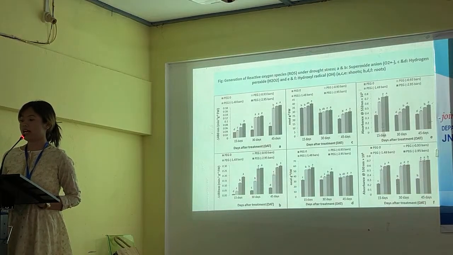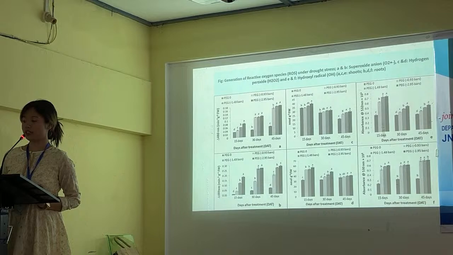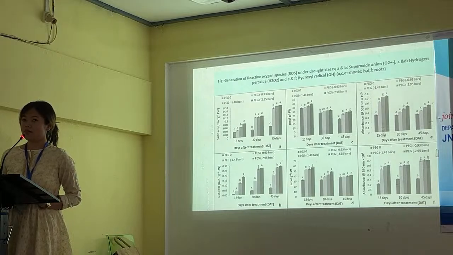And lastly, the hydroxyl radical is also found increasing with increasing stress levels. But in shoots at 45 days, the increasing rate of hydroxyl radical decreases compared to roots. This may be because the root organ is directly in contact with the soil under stress conditions.